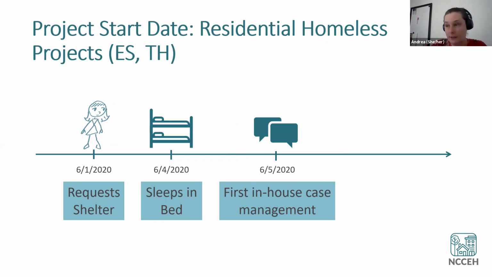6/1, when she requests shelter, she's made it known to maybe her outreach worker that she would like shelter. 6/4, when she sleeps in a bed, she actually gets those shelter services. Or 6/5, when she has that first in-house case management. And this is just one question, so you can submit that right when you know the answer.